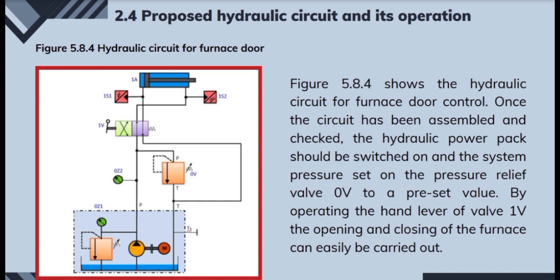Figure 5.8.4, hydraulic circuit for furnace door, shows the hydraulic circuit for furnace door control. Once the circuit has been assembled and checked, the hydraulic power pack should be switched on and the system pressure set on the pressure relief valve 0V to a preset value. By operating the hand lever of valve 1V, the opening and closing of the furnace can easily be carried out.